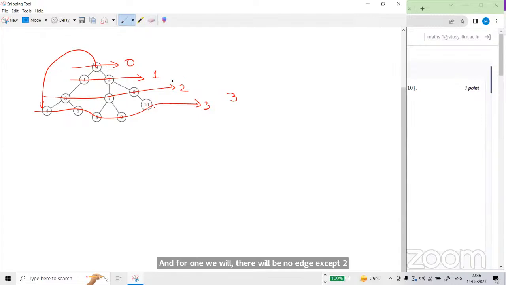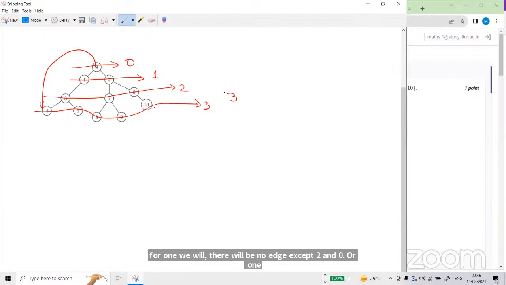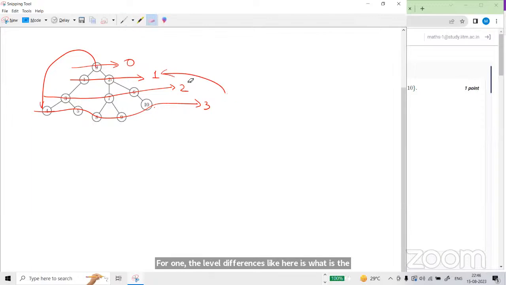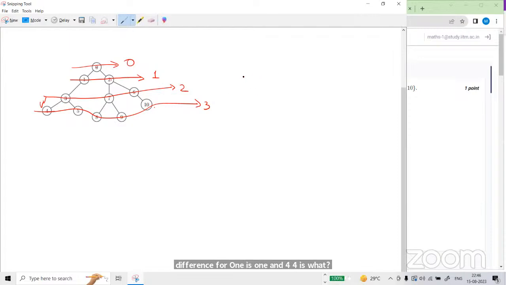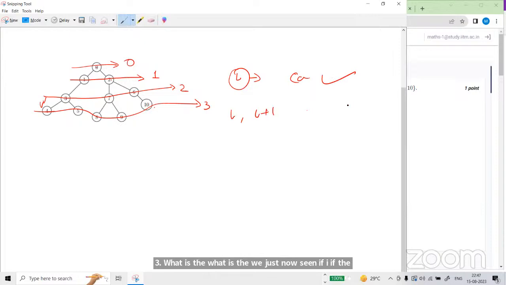For 1, the level difference for 3 and 2 is going to be 2. So there is no edge with this 4. There will be no edge in the BFS for 1 and 4, because you can see the level difference for 1 is 1 and for 4 is 3. What we just said: if the vertices are at level i and i plus 1, there is a possibility of an edge, but for i and i plus 2, there is no edge for the BFS.